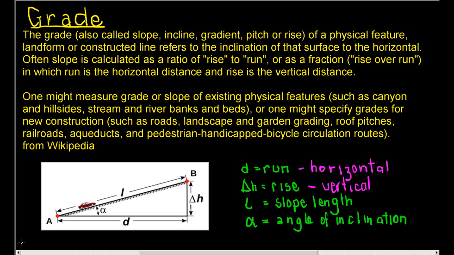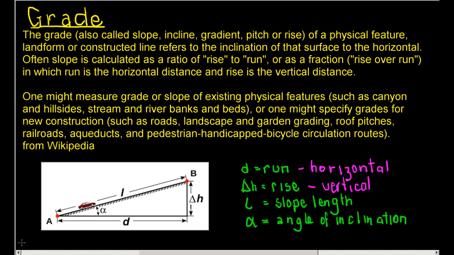You might measure grade or slope of existing features such as a canyon and hillsides, stream and riverbanks and beds, or one might easily specify grades for new construction such as roads, landscape and garden grading, roof pitches, railways, aqueducts, pedestrian, handicapped, bicycle circulation routes, pipes, stormwaters and what have you. All of the above information has been supplied to us or come from Wikipedia, as has the diagram below. Thanks to them for their help.